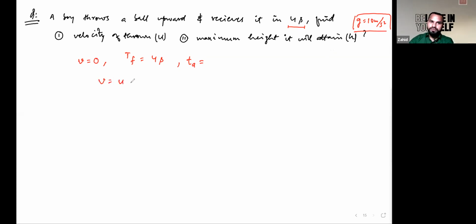So just use first equation of motion, v is equals to u plus a times t. V is zero, a is minus g, which is minus 10 meter per second square, and t is time of ascent, you will calculate from this. Just put all the values in this equation, you will get initial velocity. Similarly, use third equation, v square equals u square plus 2 times of a into s. So s will be h, acceleration would be minus g, and at highest point, velocity would be equals to 0. Just simplify these two equations, you'll get your answer.